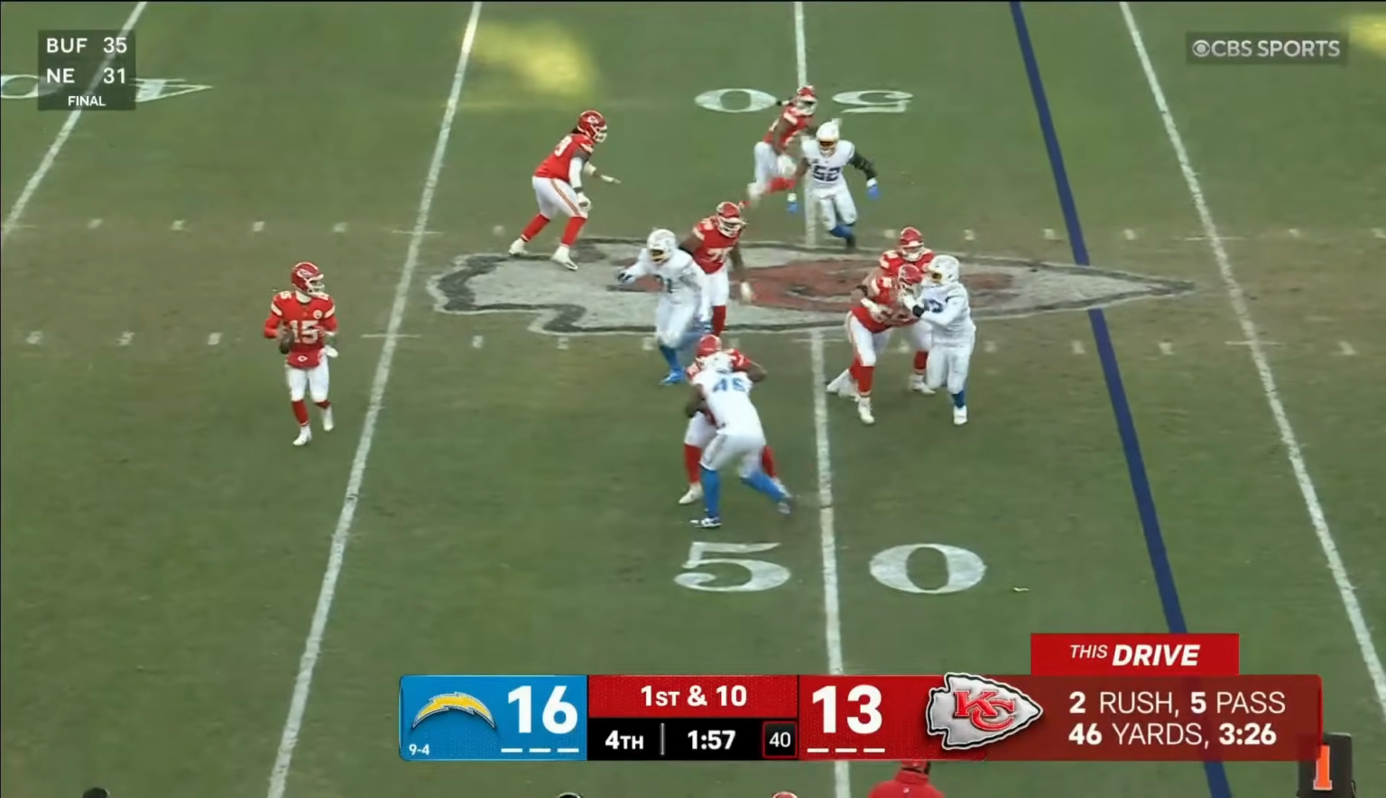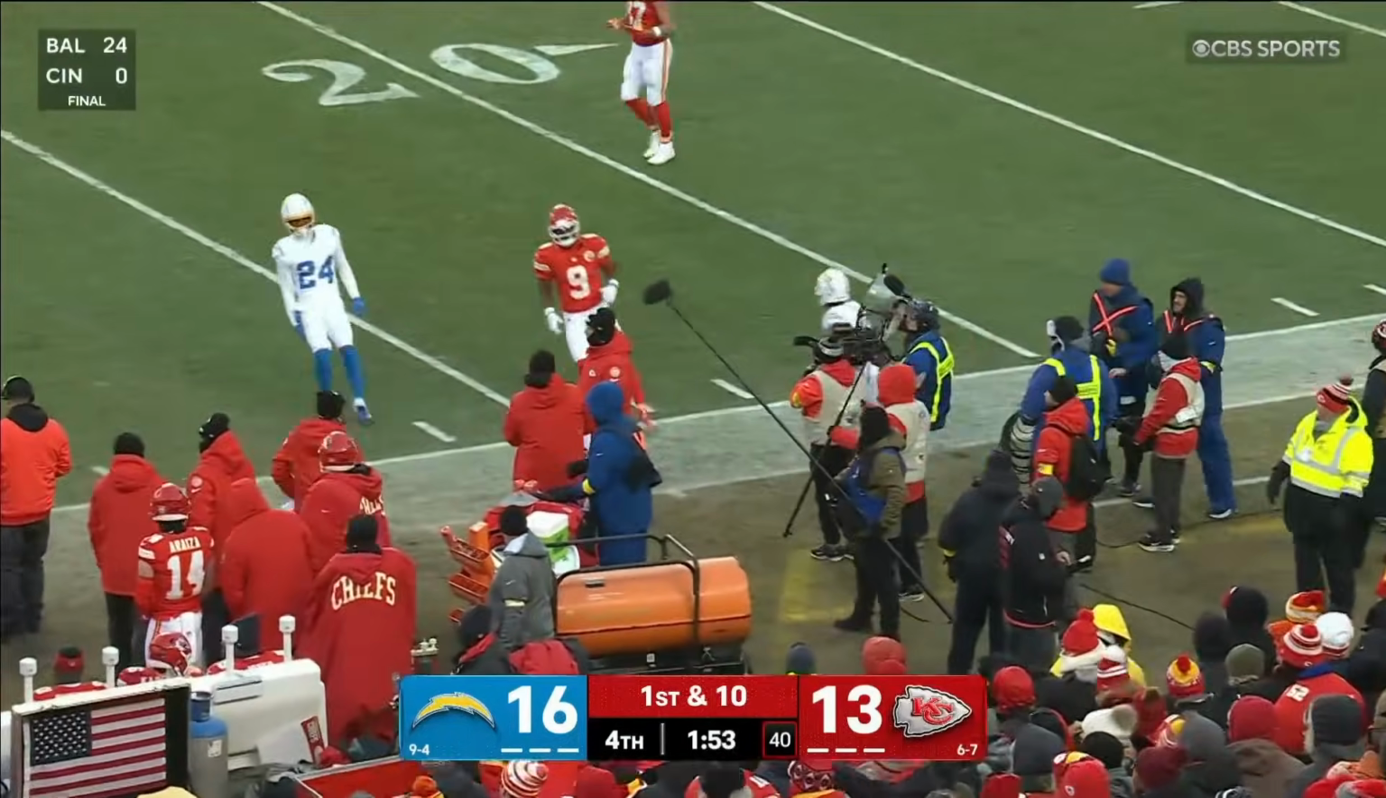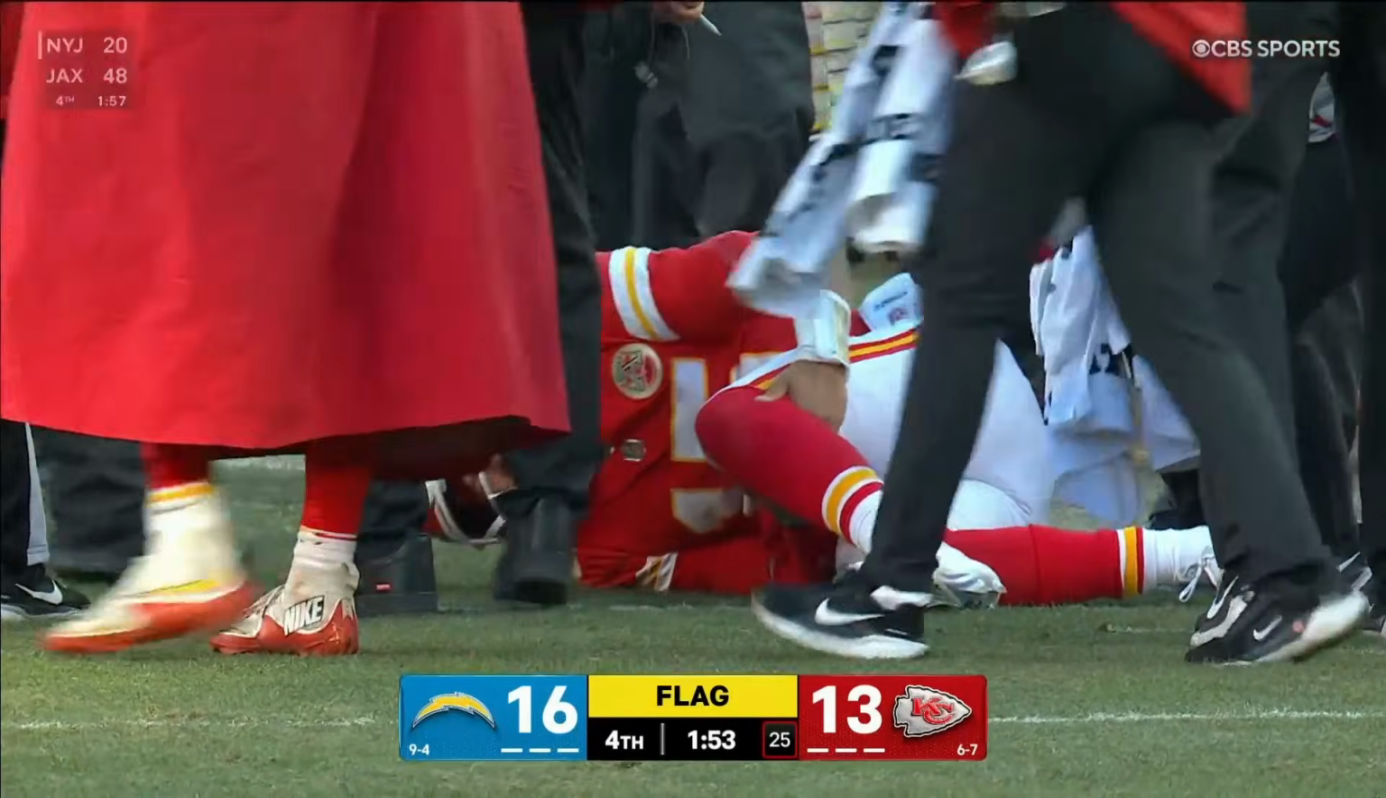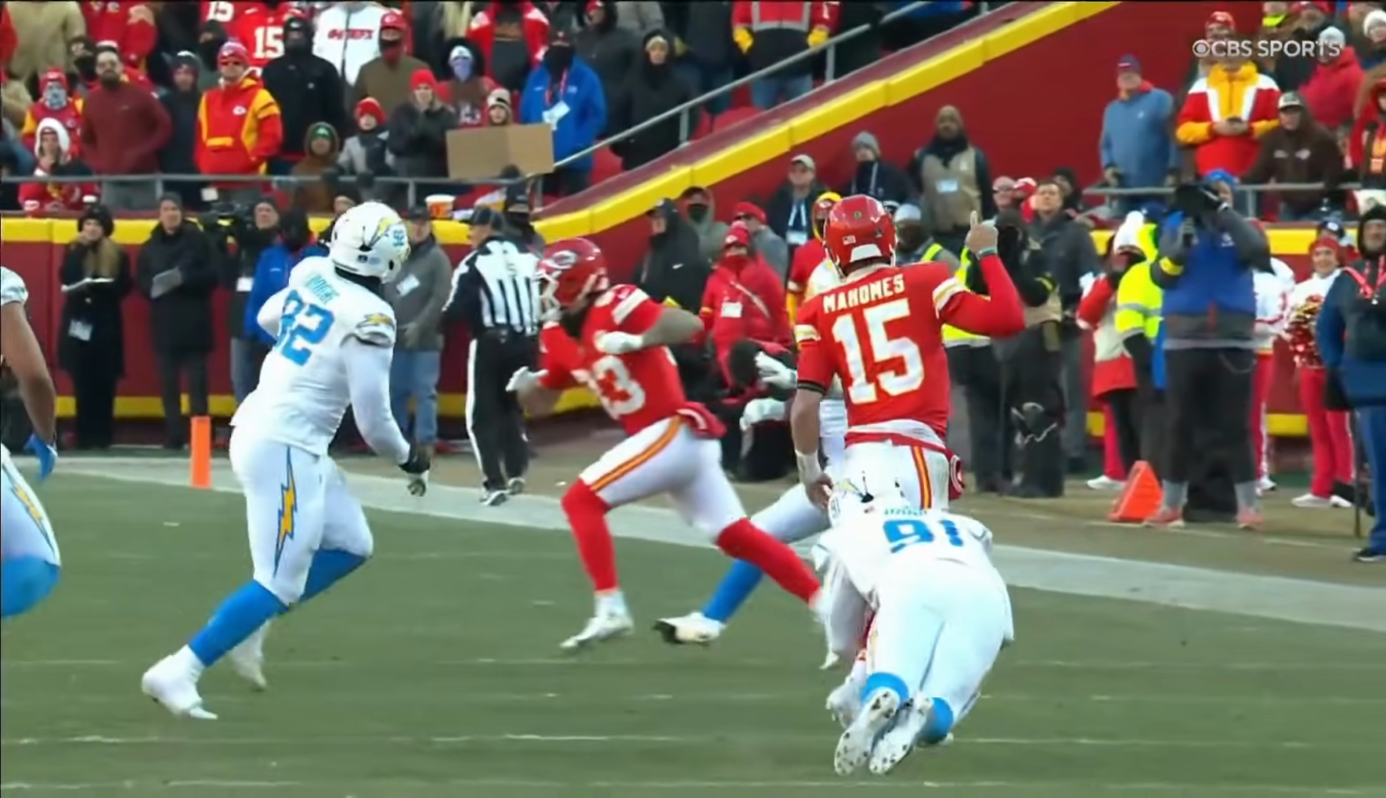Patrick Mahomes just went down with a pretty bad looking knee injury. Now, I'm going to explain it and break it down a little bit, but this is bad news for the Chiefs, whose season was already coming to a pretty underwhelming ending. And this is going to be one of the better angles we have of the injury.